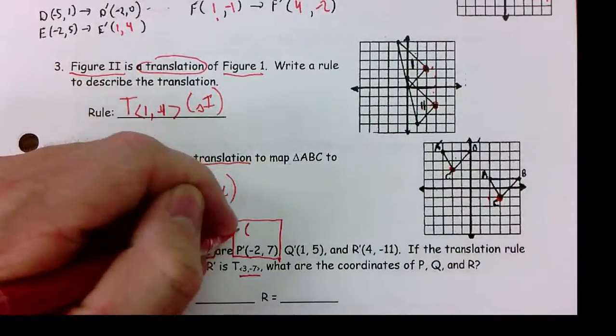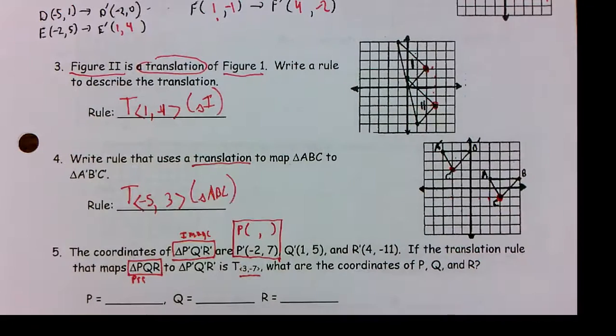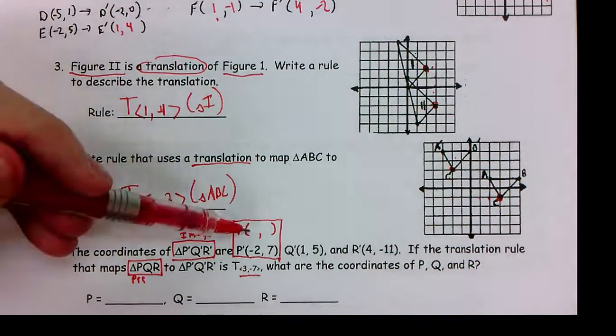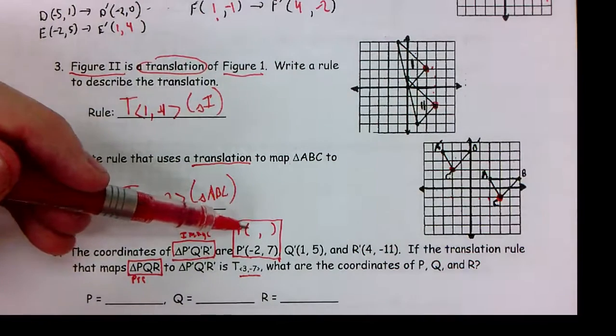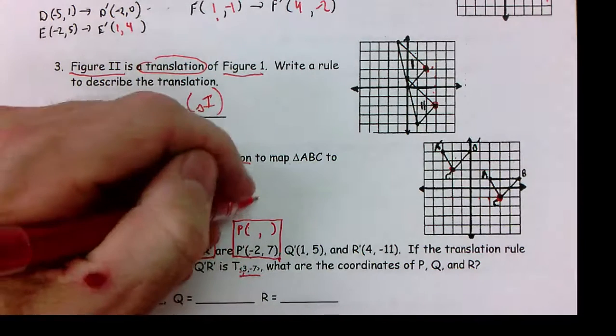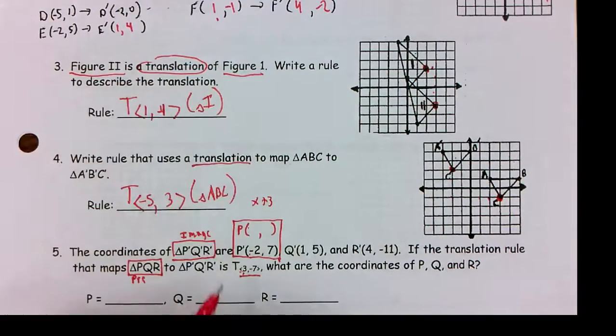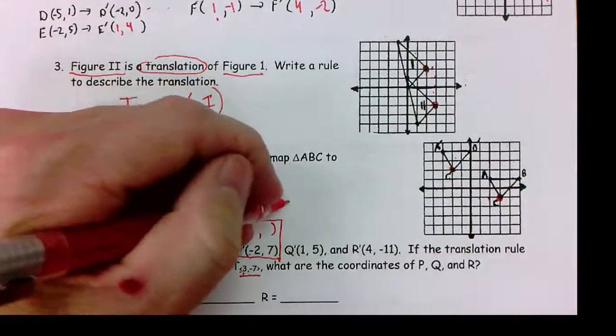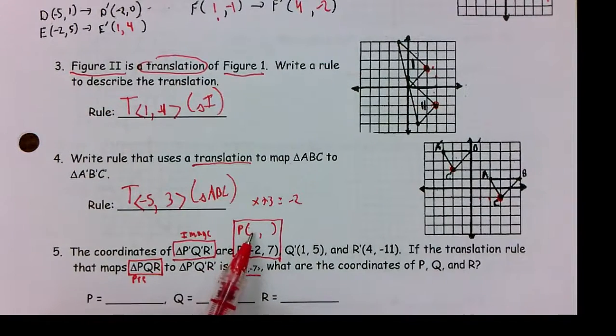right? Point P is going to be some ordered pair. And I need the x value to be a number that when I use the vector positive 3, I end up at negative 2, right? I need an x value so that when I go plus 3 to it, I end up at negative 2. The pre-image is some x-coordinate, and then when you add 3 using the vector, you end up at negative 2. Well, that would be negative 5. The x-coordinate needs to be negative 5.